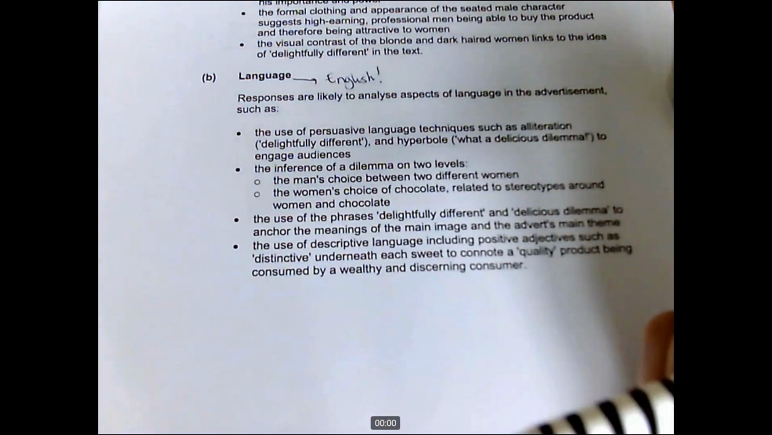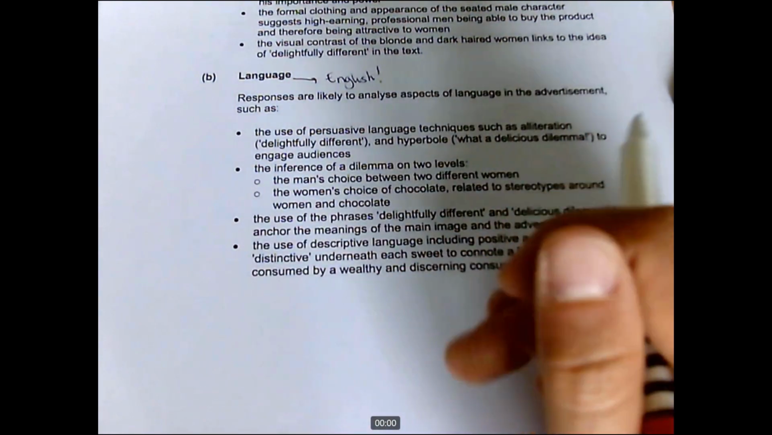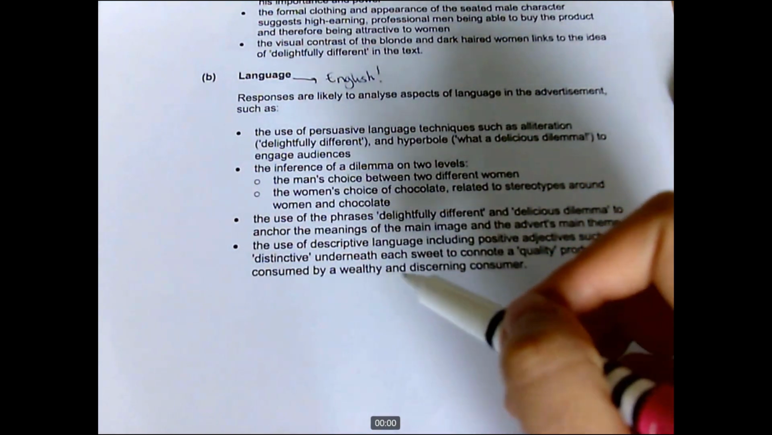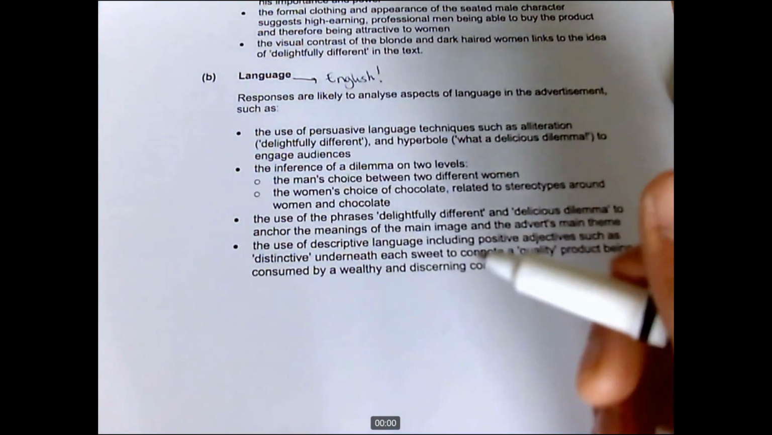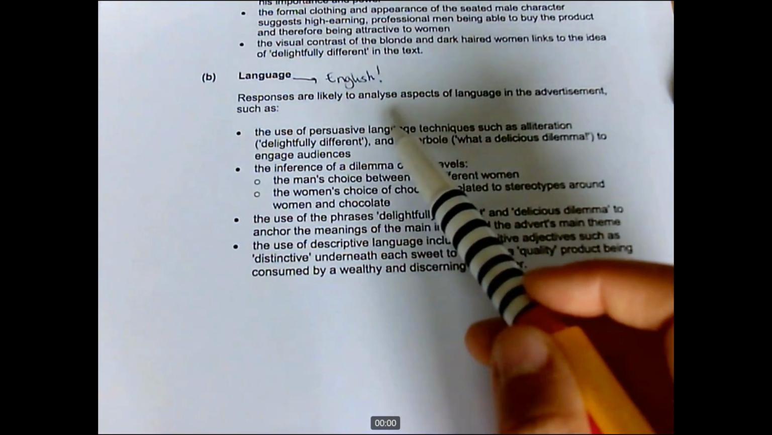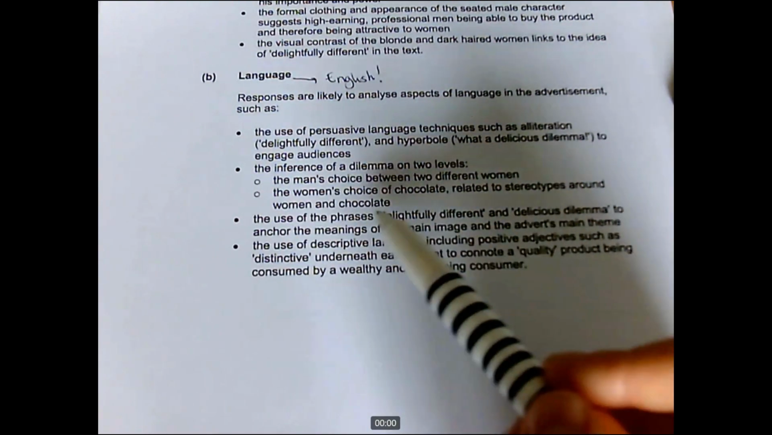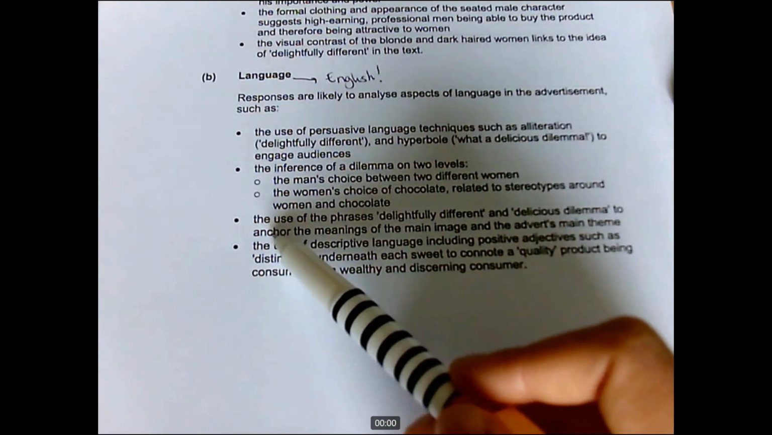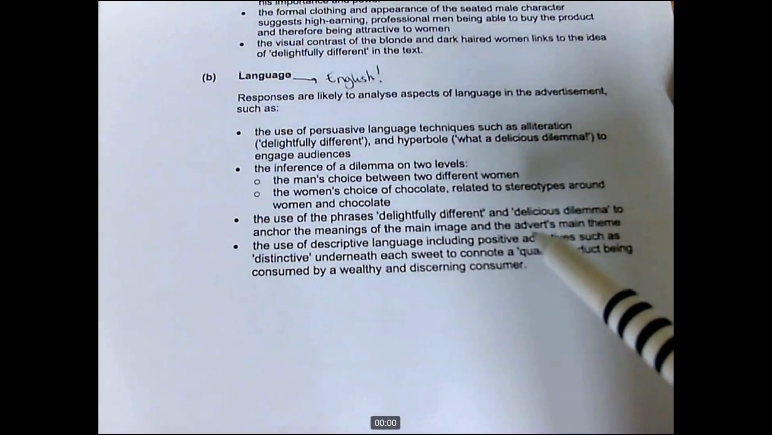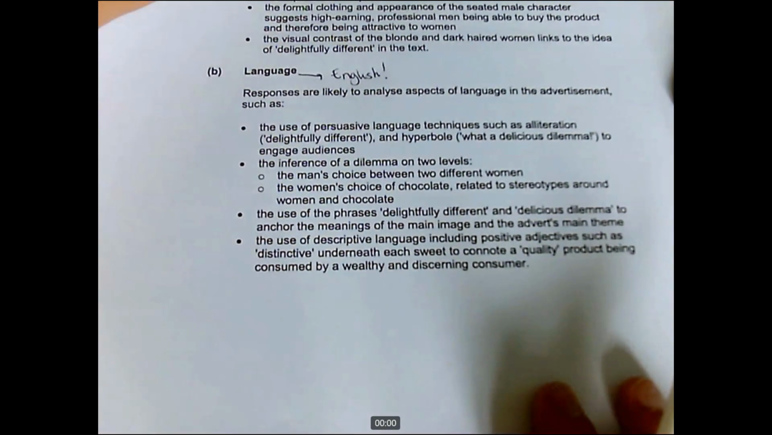Now, we at my school study AQA English, so if you are also studying AQA English, this is basically a very similar question to Language Paper 1 question 2, where you have to comment on how an author has used language, okay? Because you've got the persuasive language here, the inference of the dilemma, the use of the phrase to anchor meanings, that's media based, but you know, similar, and use of descriptive language including positive adjectives. So very, very English based for that second question.